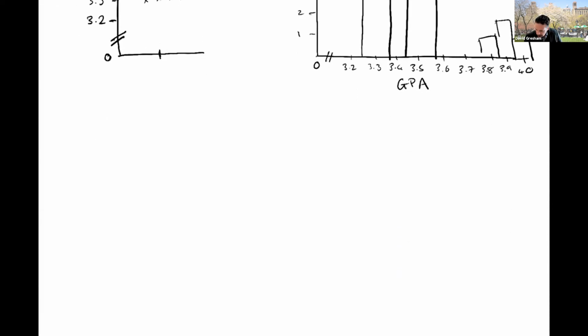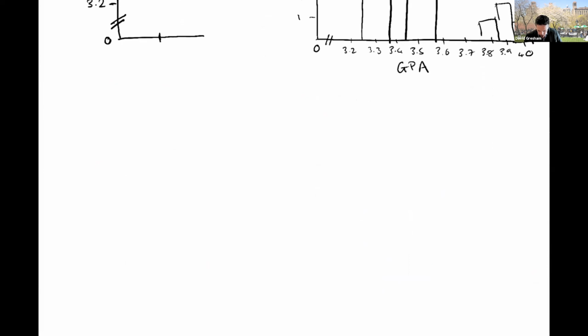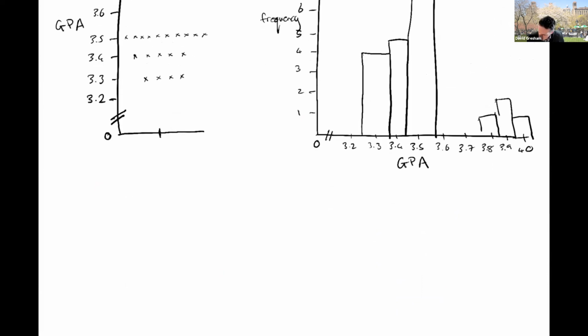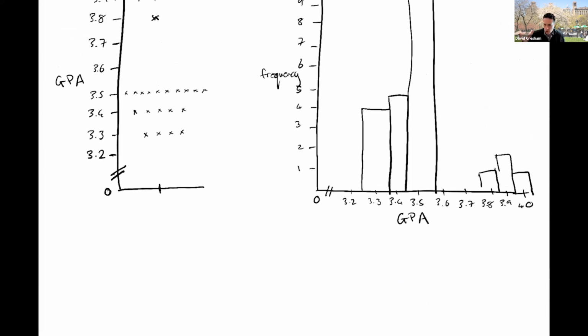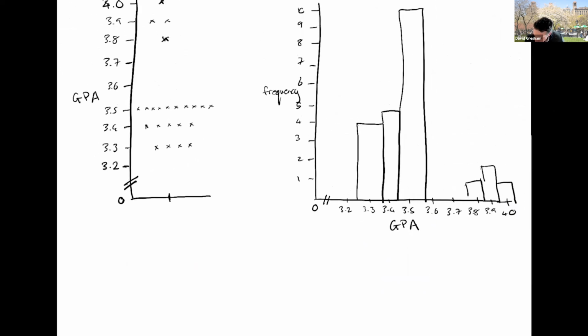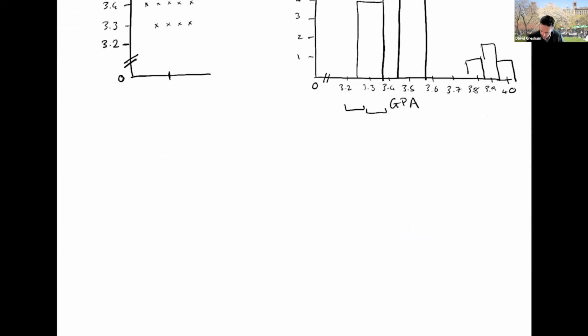In doing this, we've made a decision, and I just want to point this out. What we've done is what's called bin the data into bins of 0.1. So we go between 3.2 and 3.3, between 3.3 and 3.4, for example. But we could change the bin size. So what if we change the bin size or the break size?